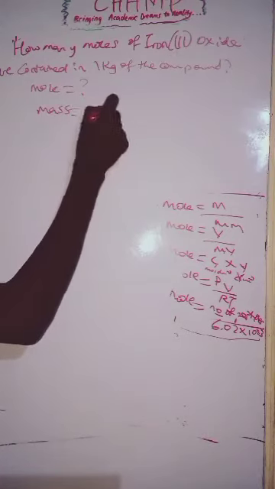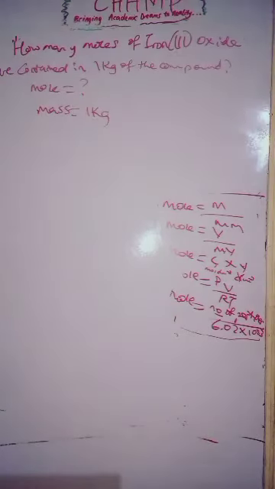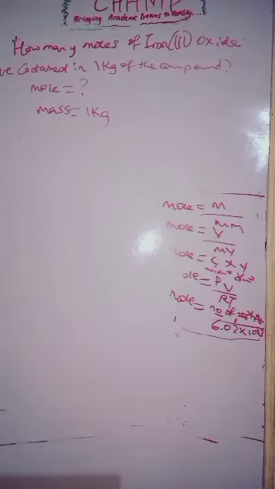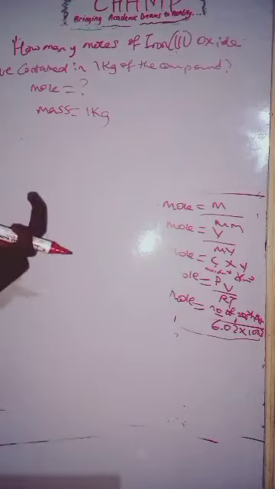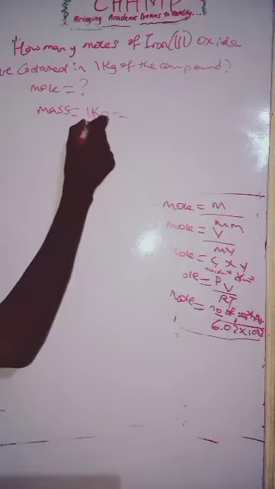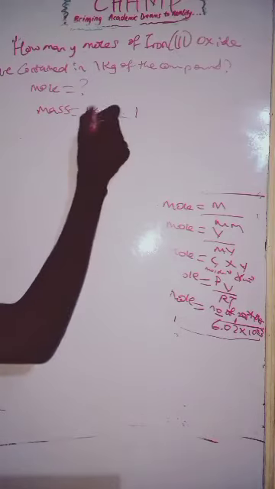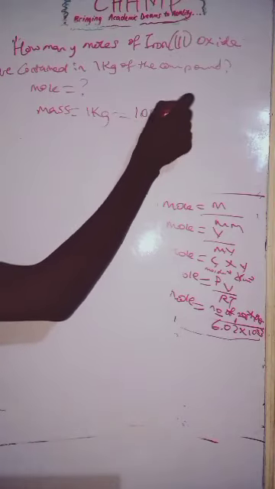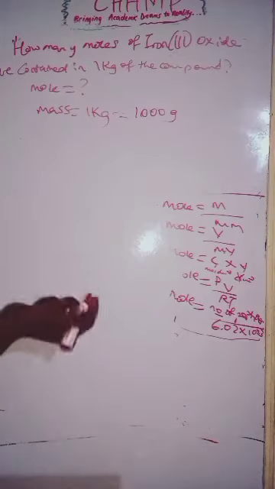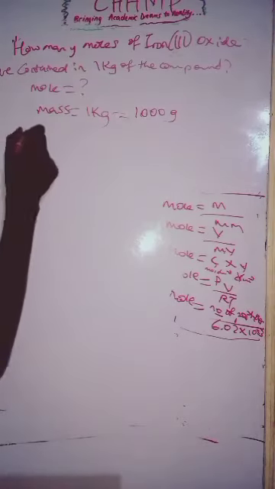But in chemistry we use what? We use gram, because chemistry deals with particles. They are very small. It's only in physics that you are dealing with what is heavier, what is weightier, that you use kilogram. So you change this to gram. That's 1000 gram. So kilogram to gram is multiplying by 1000. Let me just move on.